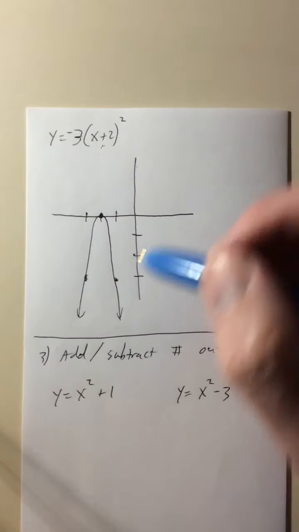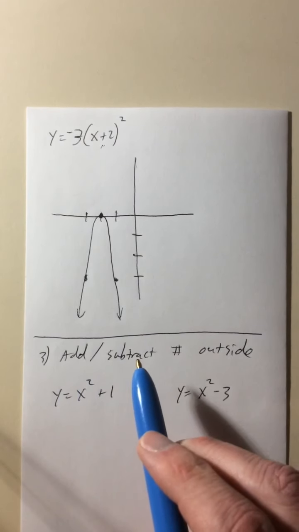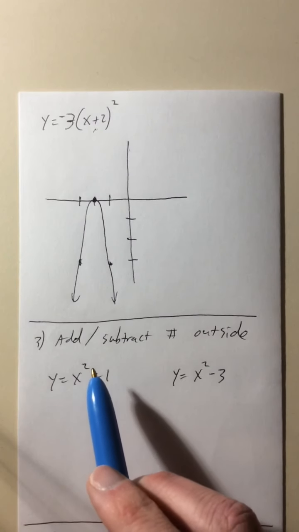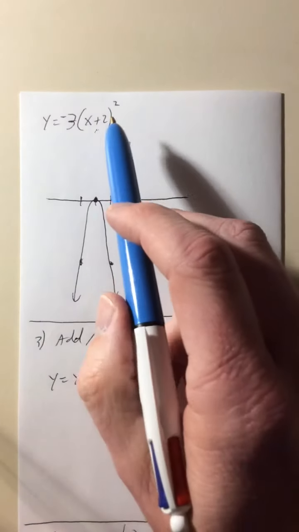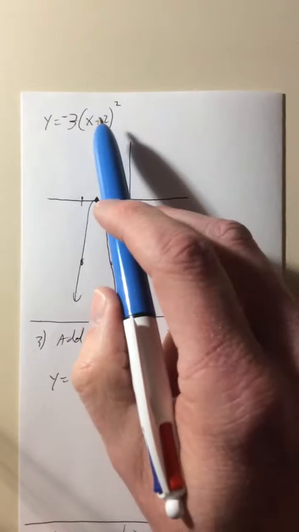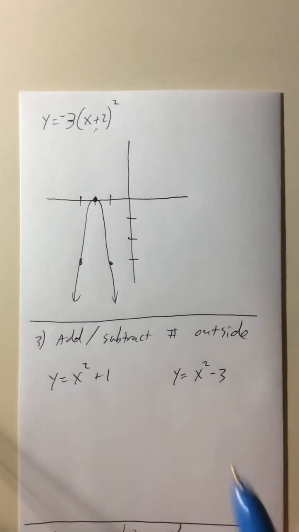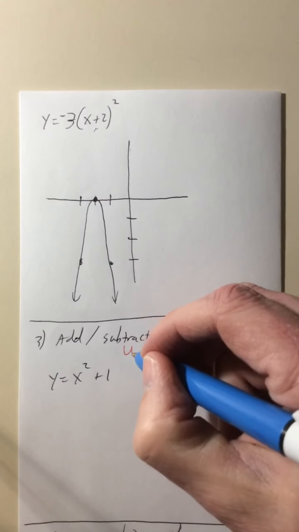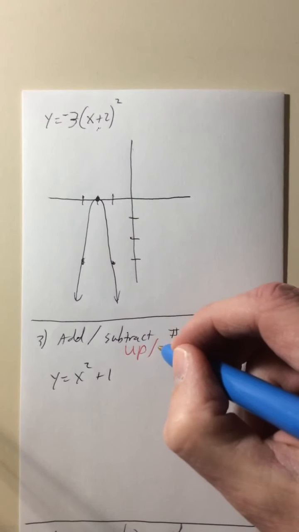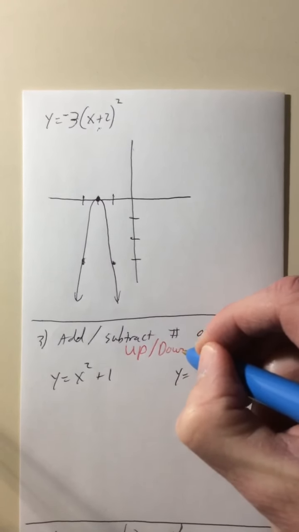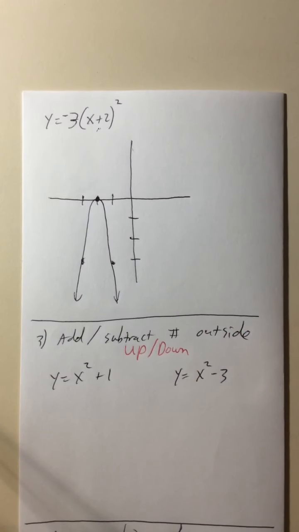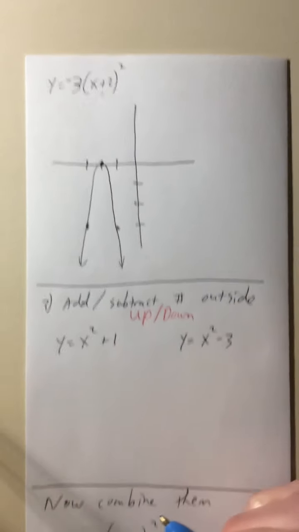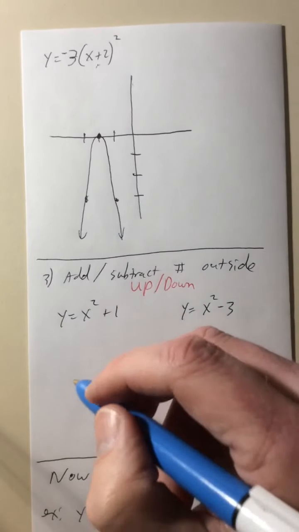Okay, our third transformation, we're going to add or subtract a number on the outside. So you can see here that we are outside of the squared, as opposed to here we are inside of the squared. So when we go outside the squared, we're going to go up or down. And in this case, it's going to be just the way you think it's supposed to go. So it says plus 1, you think you're supposed to go up 1, and you do. And in the other case, it says minus 3, you'd think you go down 3, and you do. So let's do these right here.